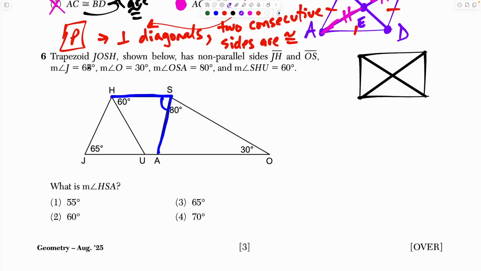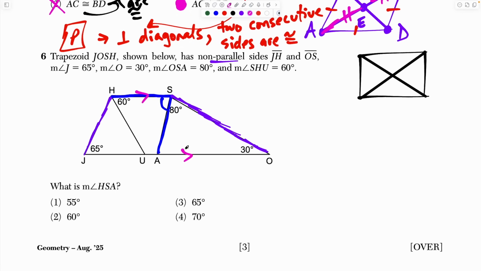So they told us that this is a trapezoid. So JOSH is a trapezoid. And we were told here the non-parallel sides are JH. So JH and OS are not parallel. Well, the New York State standard for the definition of a trapezoid is that a trapezoid is a quadrilateral with at least one pair of parallel sides. So if these sides are non-parallel, then the other two sides of the trapezoid have to be parallel. So that means that HS has to be parallel to JO.